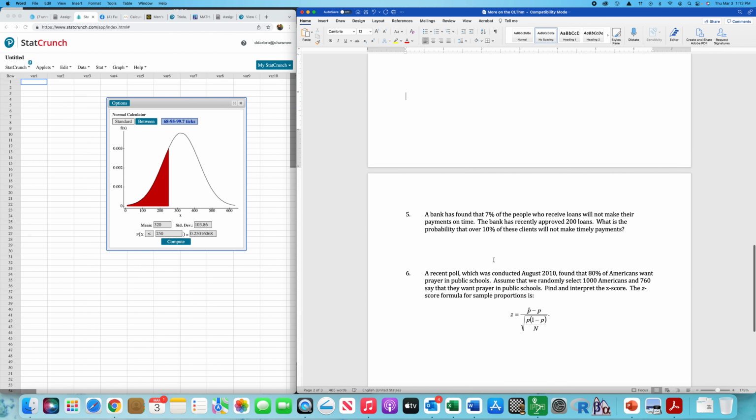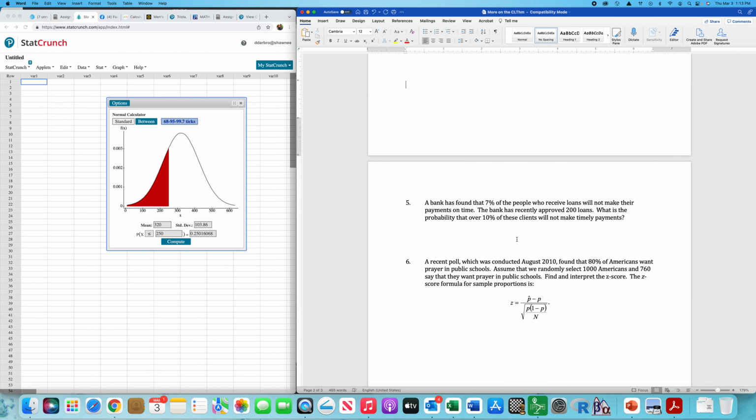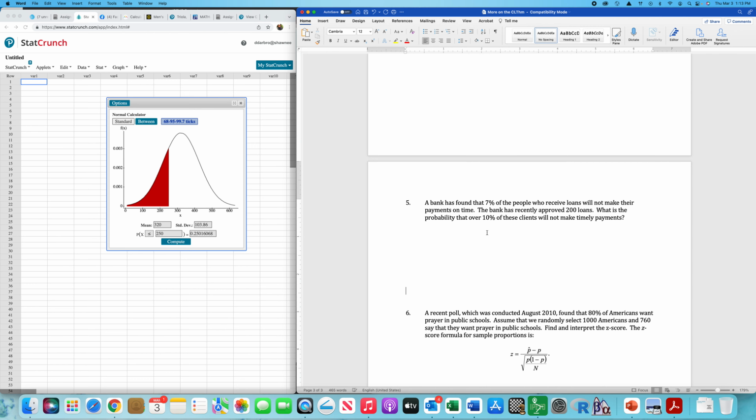That was fun, right? All right, a bank has found that 7% of the people who receive loans will not make their payments on time. The bank has recently approved 200 loans. What is the probability that over 10% of these clients will not make timely payments? All right, the 7% right here, I'm going to highlight that. What does that tell me? That tells me I have a central limit theorem for proportions problem, right?